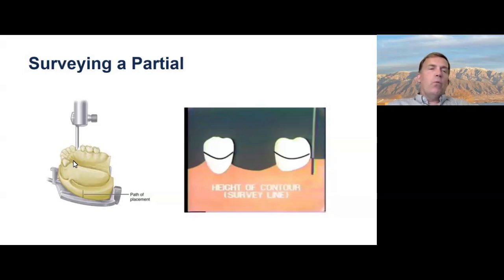In general, we don't want to set the anterior teeth lower than the posterior relative to the bench, because what that's going to do is it's going to require the patient to kind of go backwards when they're taking the partial out, which can be kind of difficult.